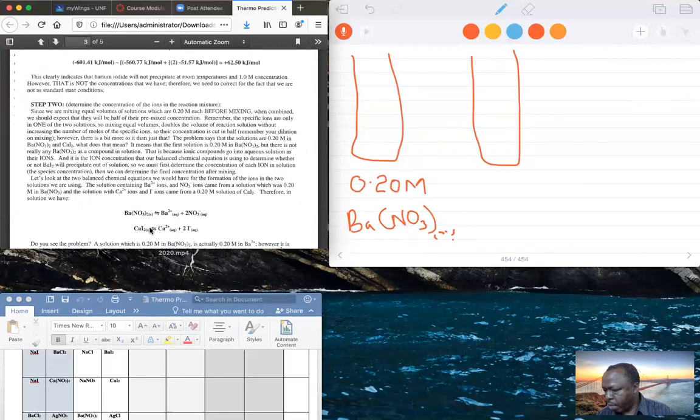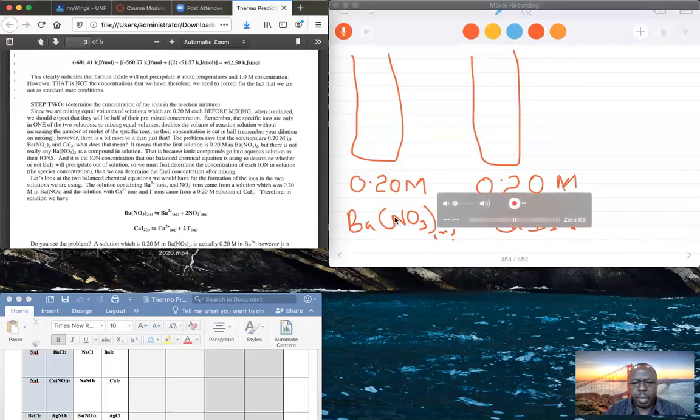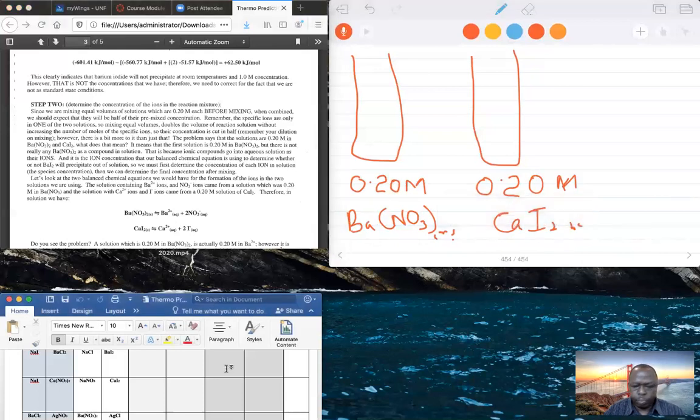And we have here 0.20 molar calcium iodide. When you mix the two, you want to know which precipitate will take place. Barium nitrate and calcium iodide, just the way we have here on the data sheet.